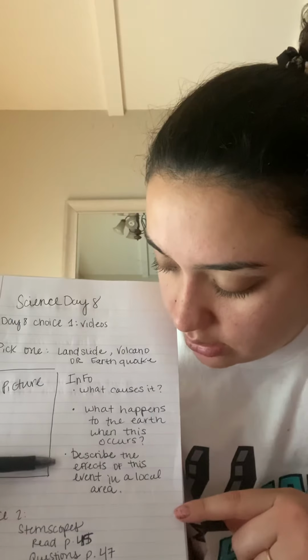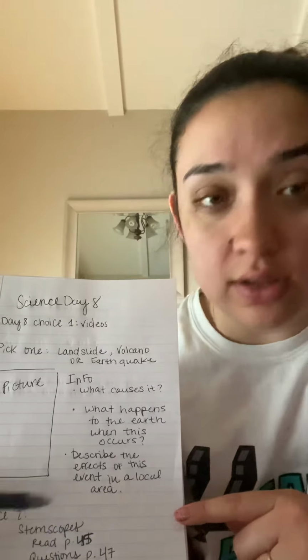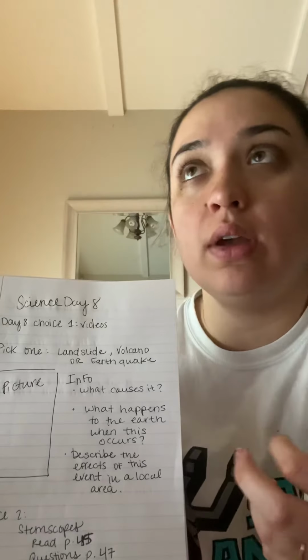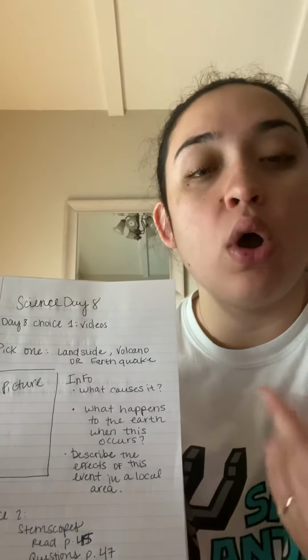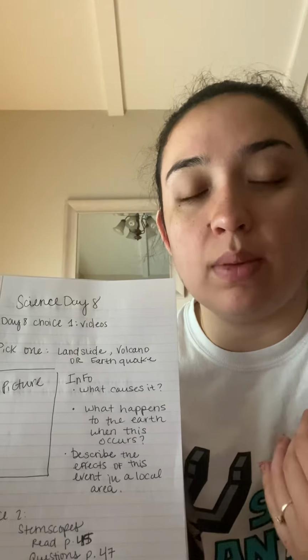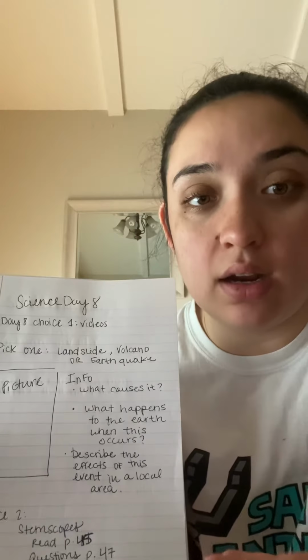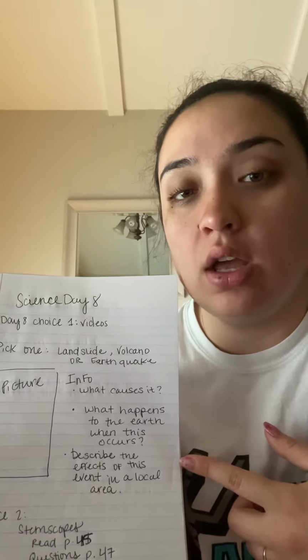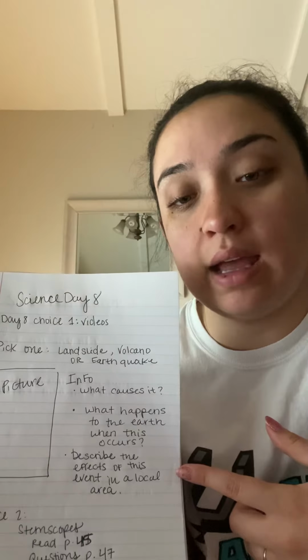Okay, and then describe the effects of the event in a local area. So after a place has an earthquake or a landslide or a volcano, what might happen to the community, what might happen to the people that live there? Just describe that, what's going on, along with your picture. So that would be choice 1 if you're picking that.